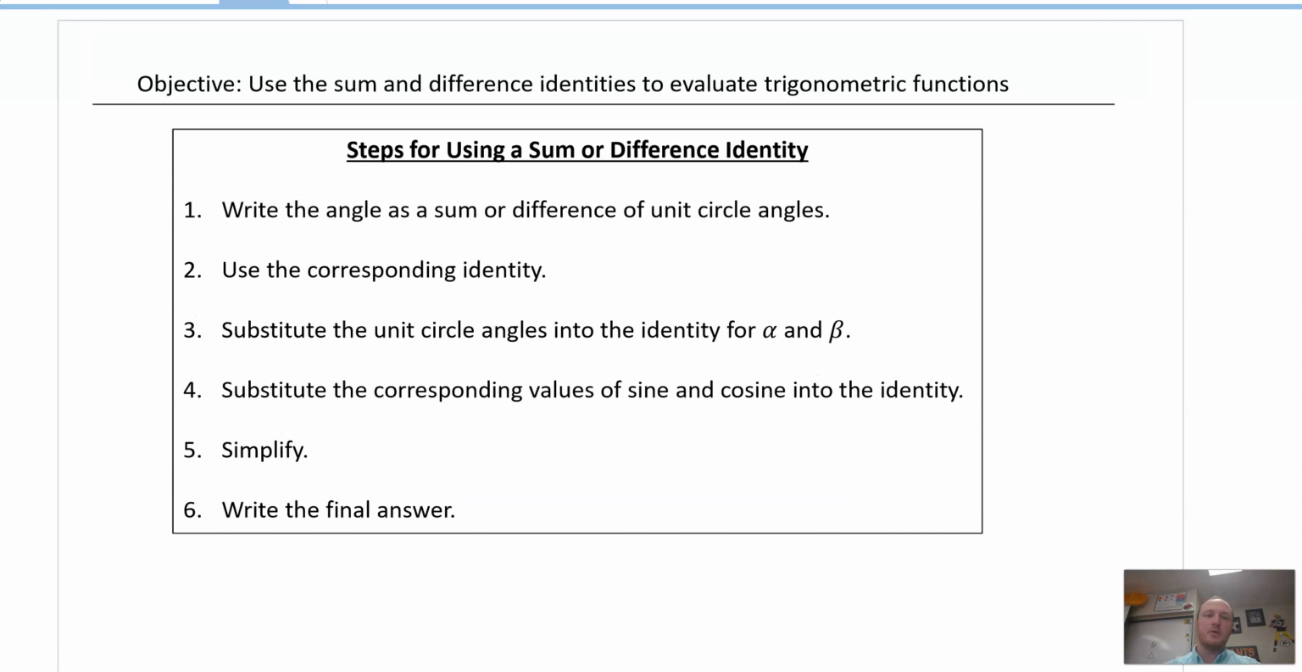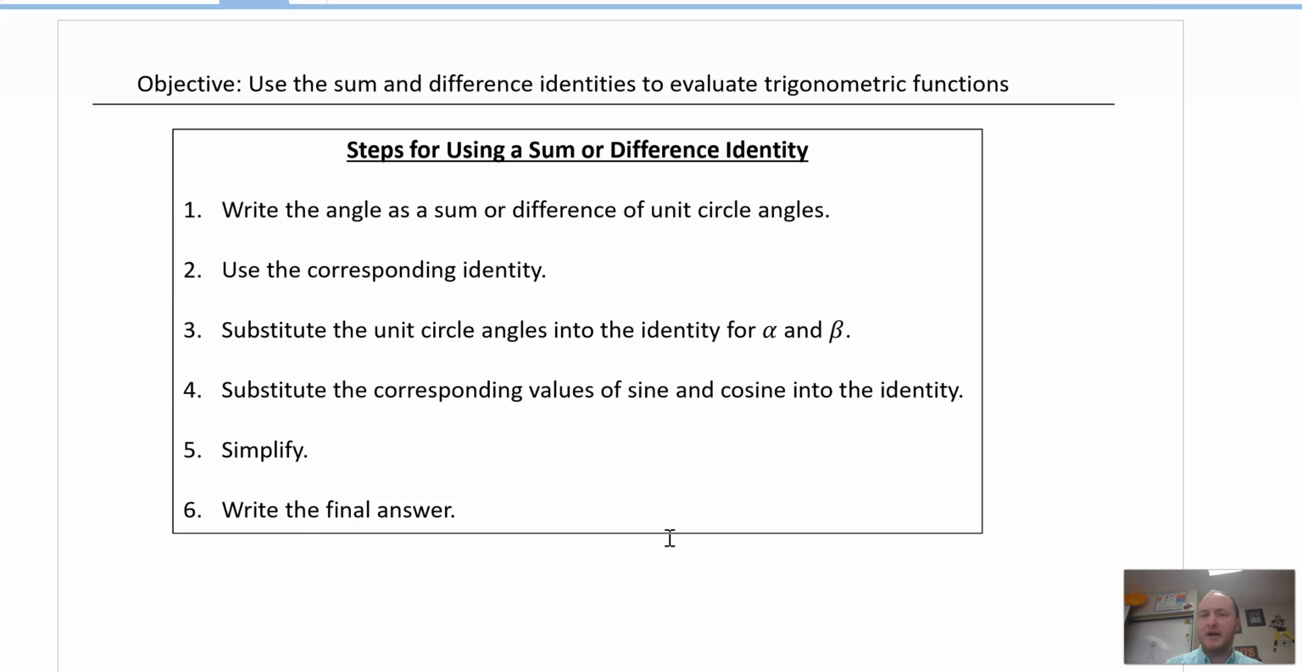So first, we're going to write the angle as a sum or a difference of unit circle angles. So I first need to know, okay, what's my alpha and what's my beta going to be? Then secondly, we'll use that corresponding identity. Third, we'll substitute the unit circle angles into the identity for alpha and beta. We'll substitute the corresponding values of sine and cosine into the identity. We'll simplify and then write our answer.